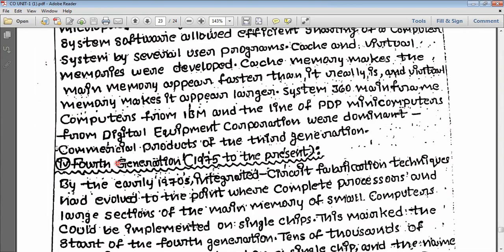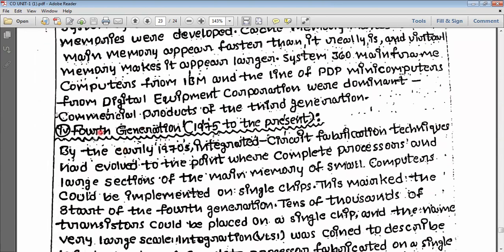The next one is the fourth generation. Fourth generation means from 1975 to the present. Here in this fourth generation, very large scale integrated circuits are used to manufacture the computer. VLSI. Here we are using FPGA.